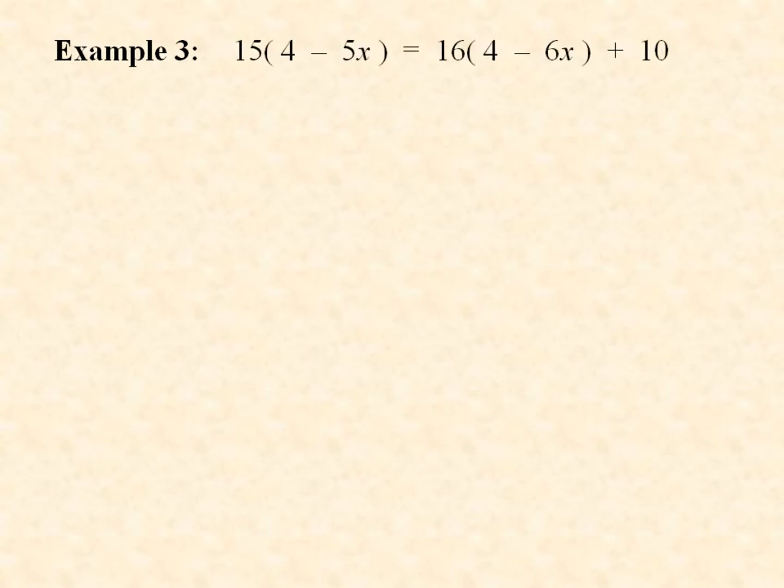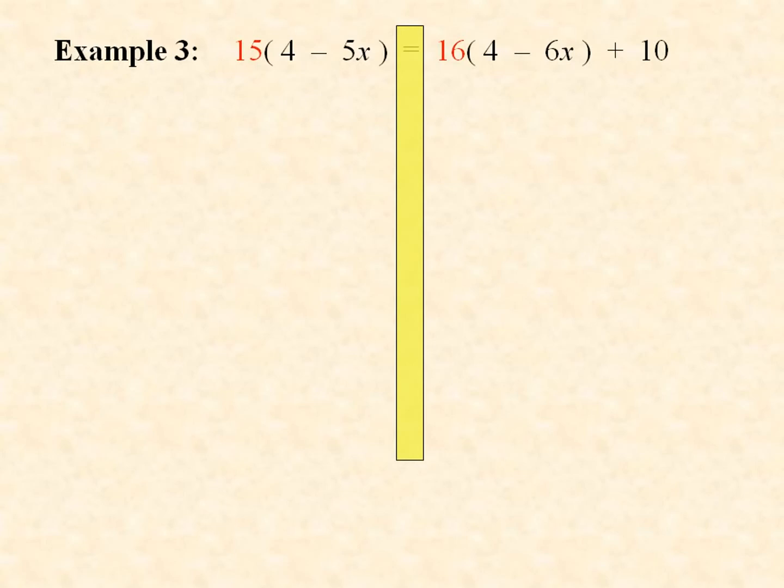We'll follow those 5 steps. We have 15 times (4 minus 5x) equals 16 times (4 minus 6x) plus 10. Well, the 15 and the 16 are going to have to be distributed. We might as well identify the sides of the equation here. On the left side, we need to distribute the 15, on the right, the 16.